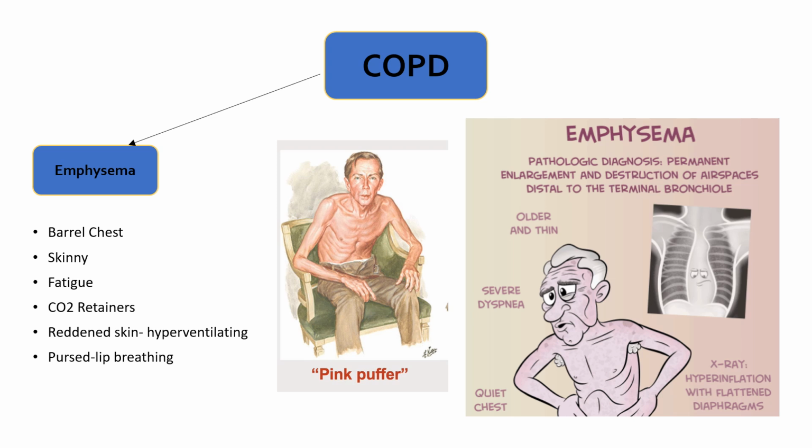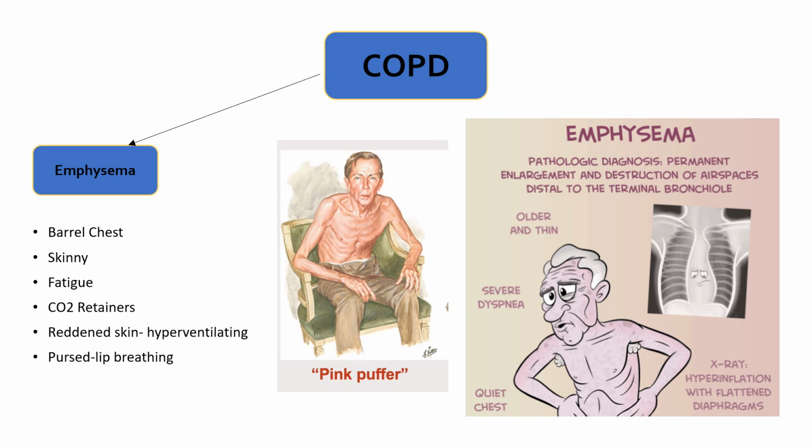So with emphysema, patients present with barrel chest. They're skinnier. They have fatigue. We consider them to be CO2 retainers. Right? So they have reddened skin due to chronic hyperventilation. And we consider them to be a pink puffer. Right? They have severe dyspnea. They often present with pursed lip breathing. On a chest x-ray, you'll see that their chest is hyperinflated with a flat diaphragm. Right? That's because of the barrelness, right? The chronic retaining of the CO2 and the chronic struggle for air. All right.